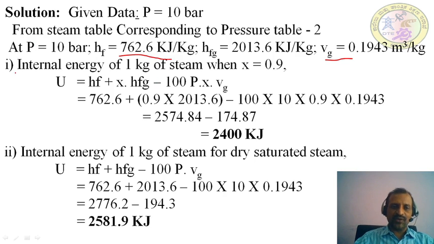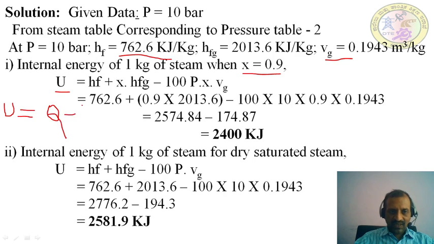So first case, find the internal energy of 1 kg of steam when x is equal to 0.9. It is wet steam now, because x is given as the dryness fraction. Whenever the dryness fraction is given, the steam is wet steam. So for the internal energy formula, u is equal to q minus w, because q is equal to u plus w. You need to find the internal energy, so u is equal to q minus w.